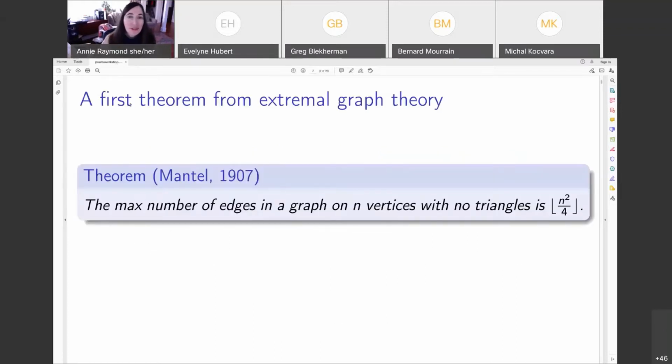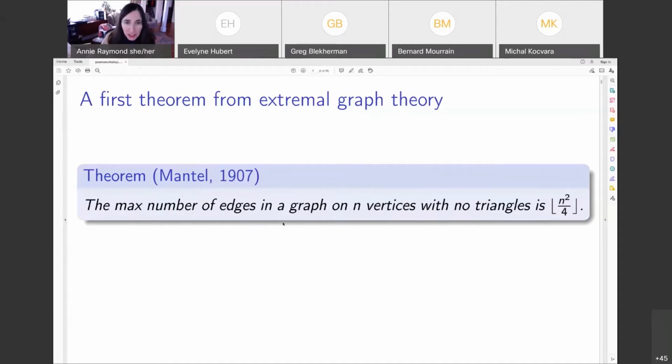So let me recall an old theorem from extremal graph theory. This is Mantel's theorem from 1907. If you've taken a combinatorics class at some point, this is something you might have seen, which states that the max number of edges in a graph on n vertices with no triangles is the floor function of n squared over 4. So what is this really saying?